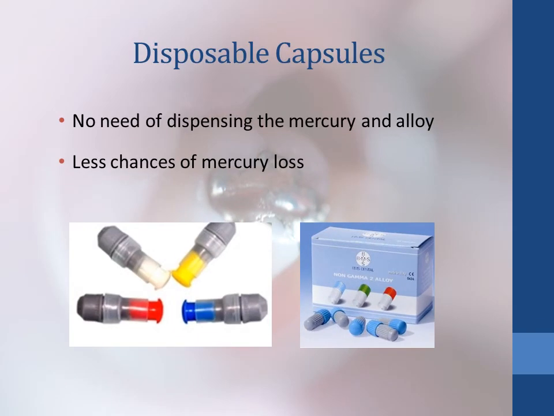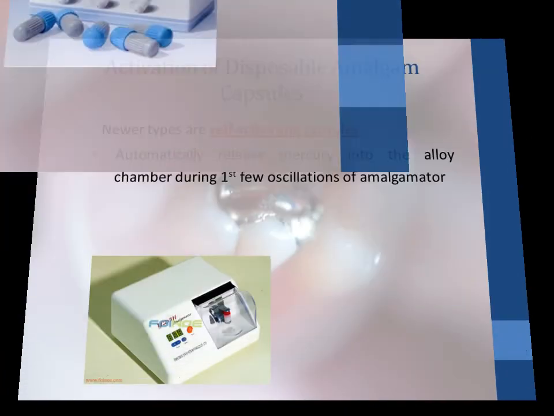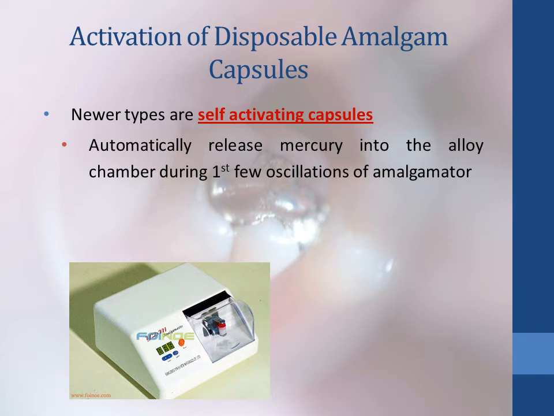Basically, when we shake it, the membrane breaks and the mercury and the alloy get mixed, and there's less chance of mercury loss, and there's no need of dispensing the mercury and alloy. These disposable amalgam capsules are self-activating, and they automatically release mercury into the alloy chamber in the first oscillations of the amalgamator. So this device is an amalgamator. This is basically a mechanical method to mix or manipulate amalgam.